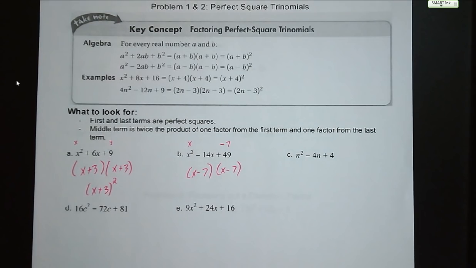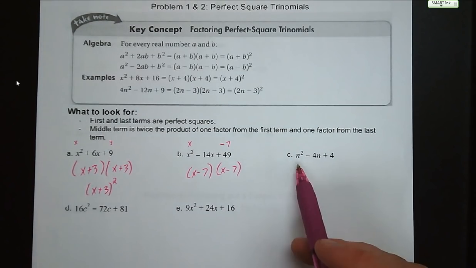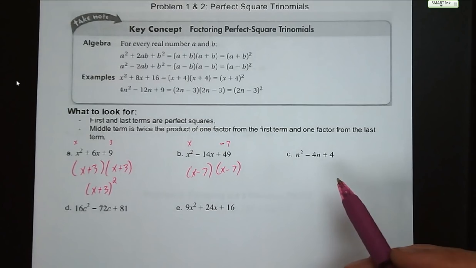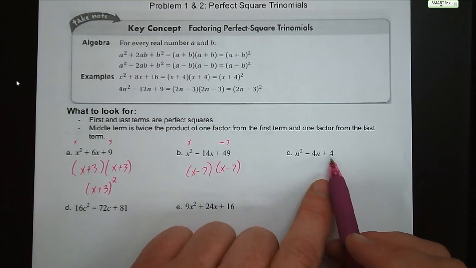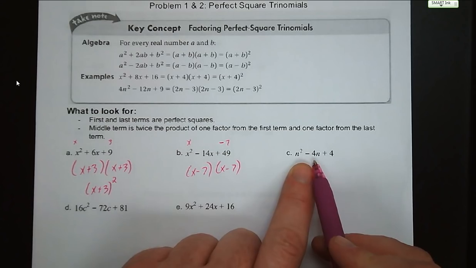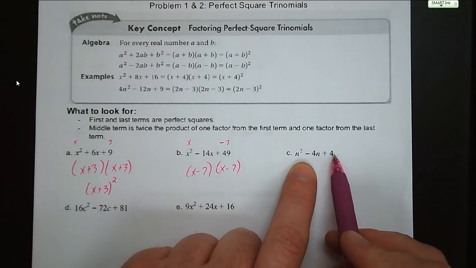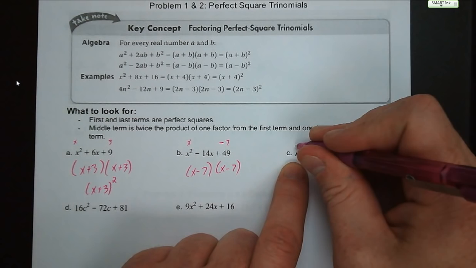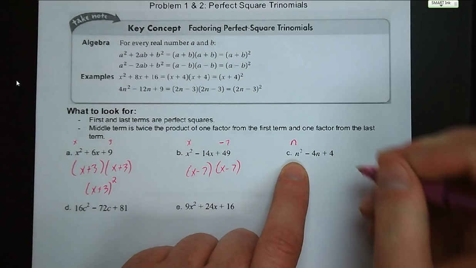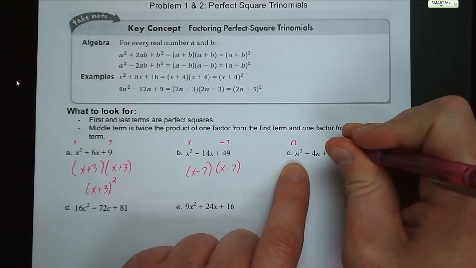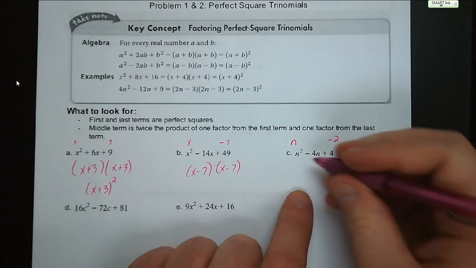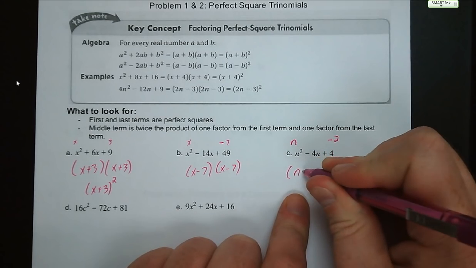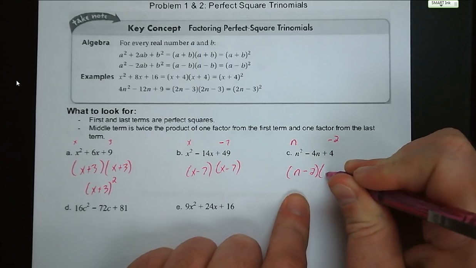Next up, we have n squared minus 4n plus 4. So again, we've got a positive c term and negative b term, so it means these have to be negatives, and this one is positive. So our factors, we've got an n there, we've got a negative 2 there, so our factors are going to be n minus 2 times n minus 2.